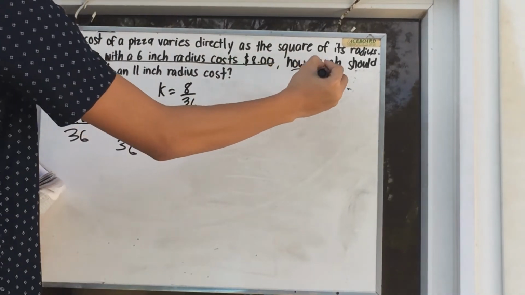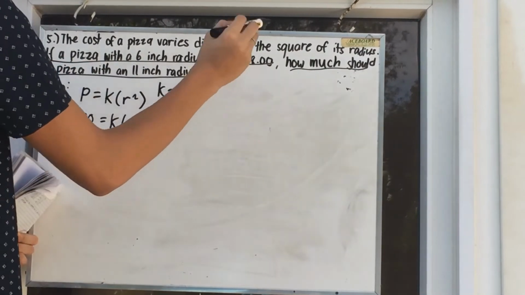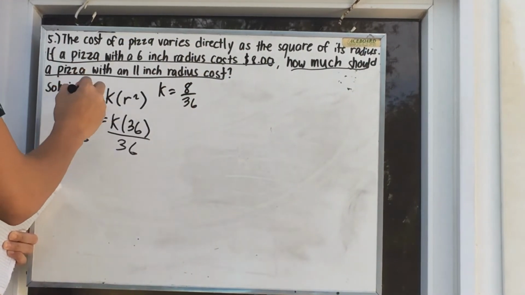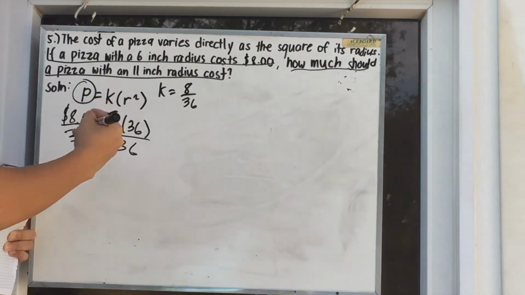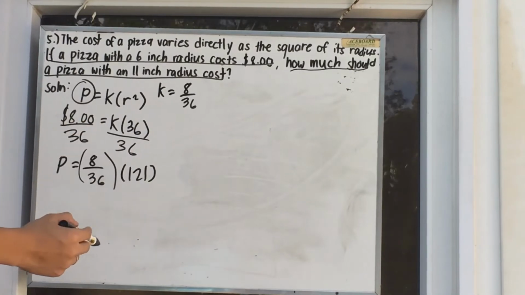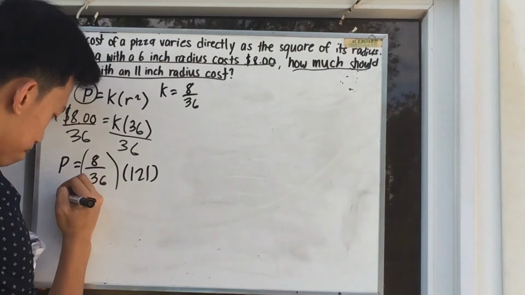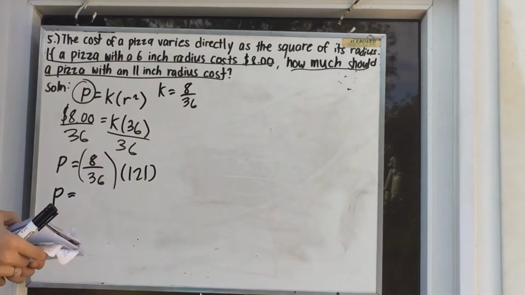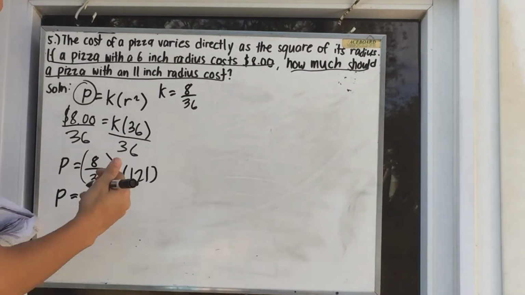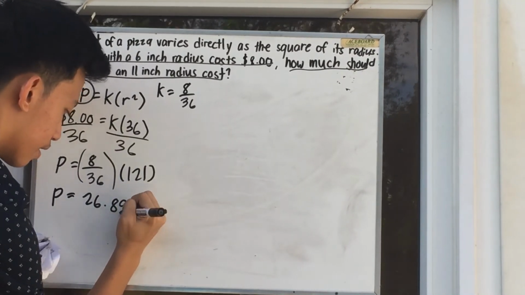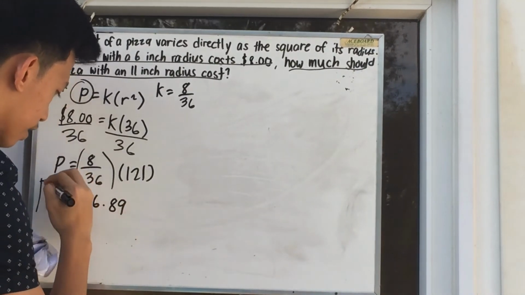Let's go to the actual question, which is how much should a pizza with an 11-inch radius cost? So the P is going to be the one missing here. So the cost of the pizza will be 8 over 36 multiplied by 121, which is P. The cost of the pizza is equal to $26.89. So we can put 26.89 with the dollars right here, and we're all done.